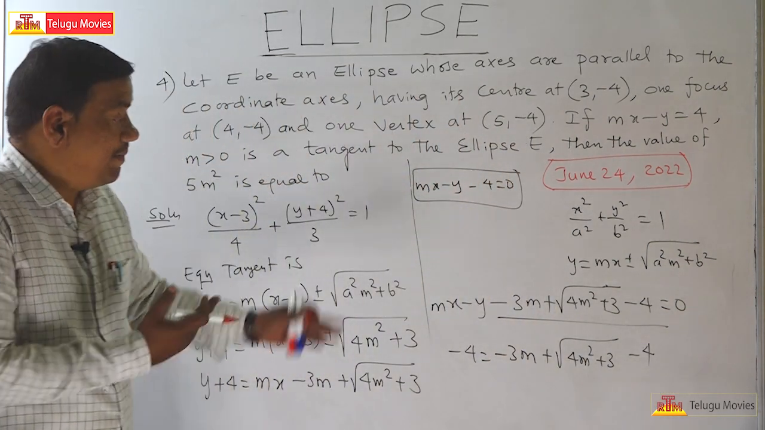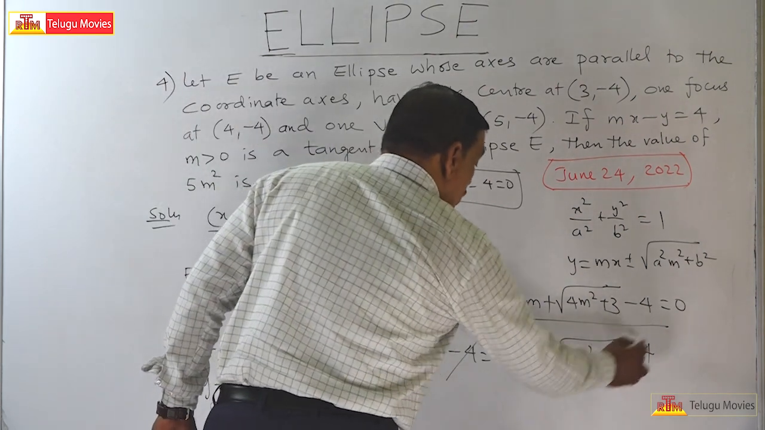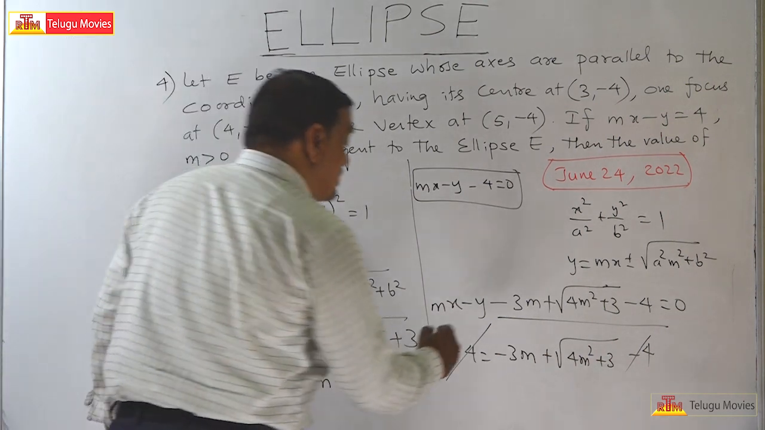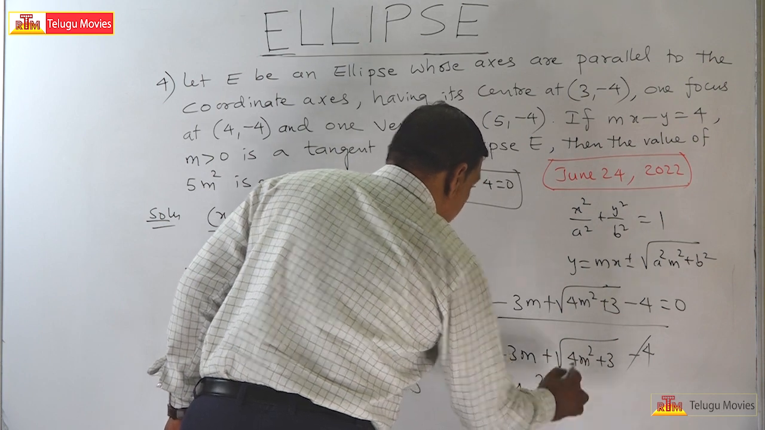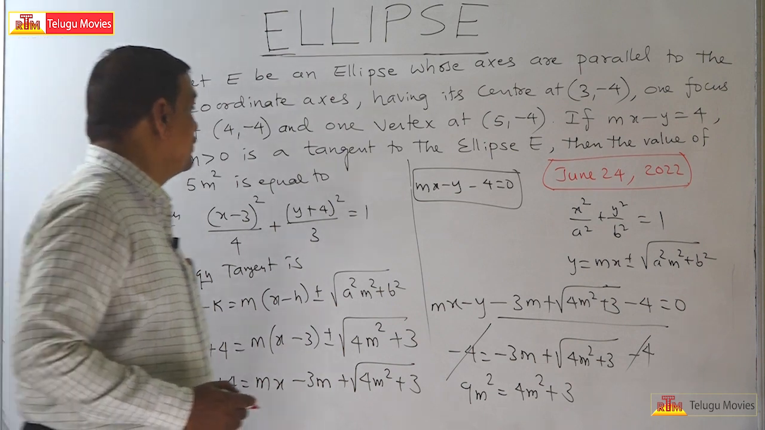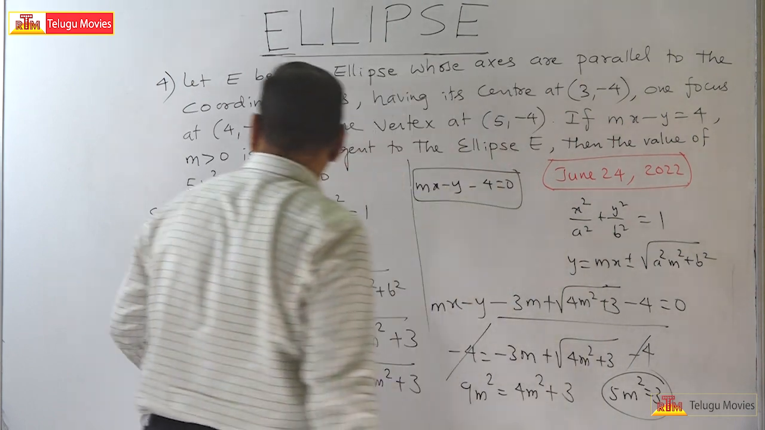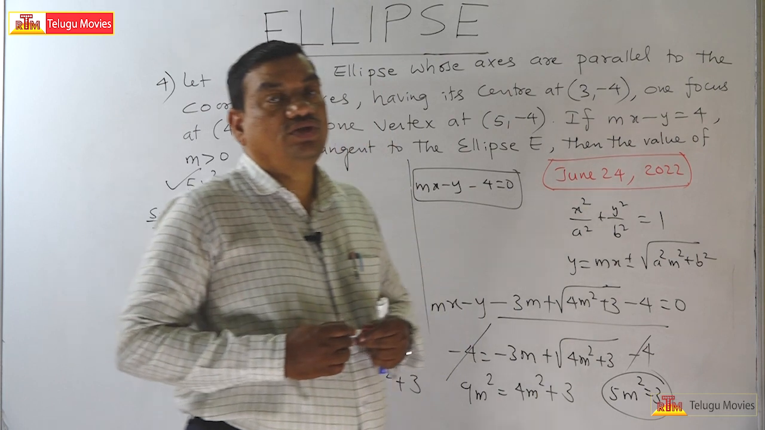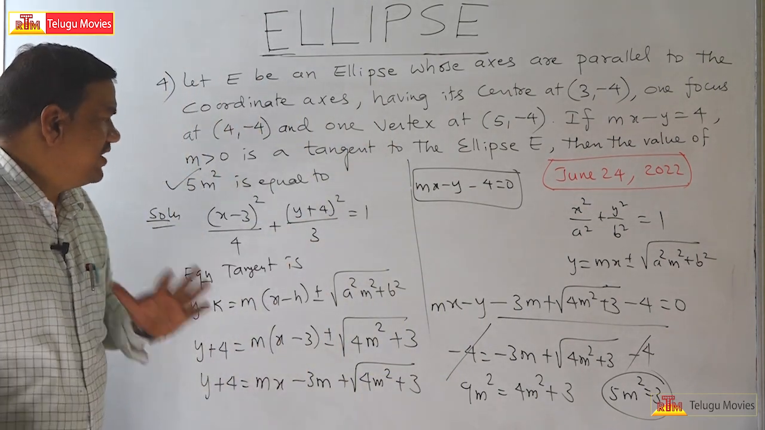Comparing both the quantities, the constants I compared, so minus 4 will get cancelled. Bring this 3m to this side and square on both sides, you will get 9m square is equal to 4m square plus 3. Bring that 4m square to this side, so this will become 5m square is equal to 3. He has asked for the 5m square value only. 5m square value is 3. So this is a numerical type problem, a very easy problem.